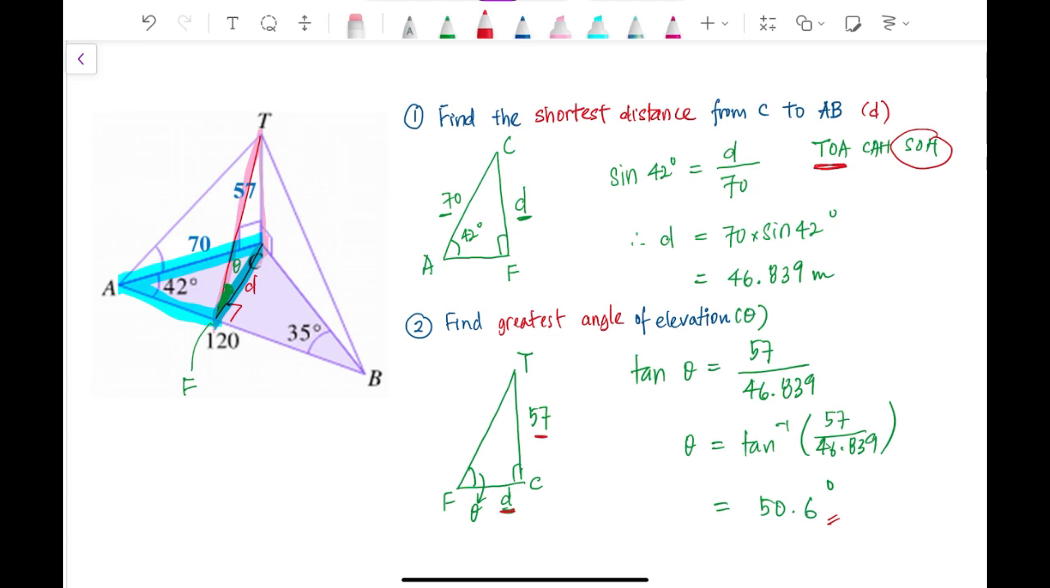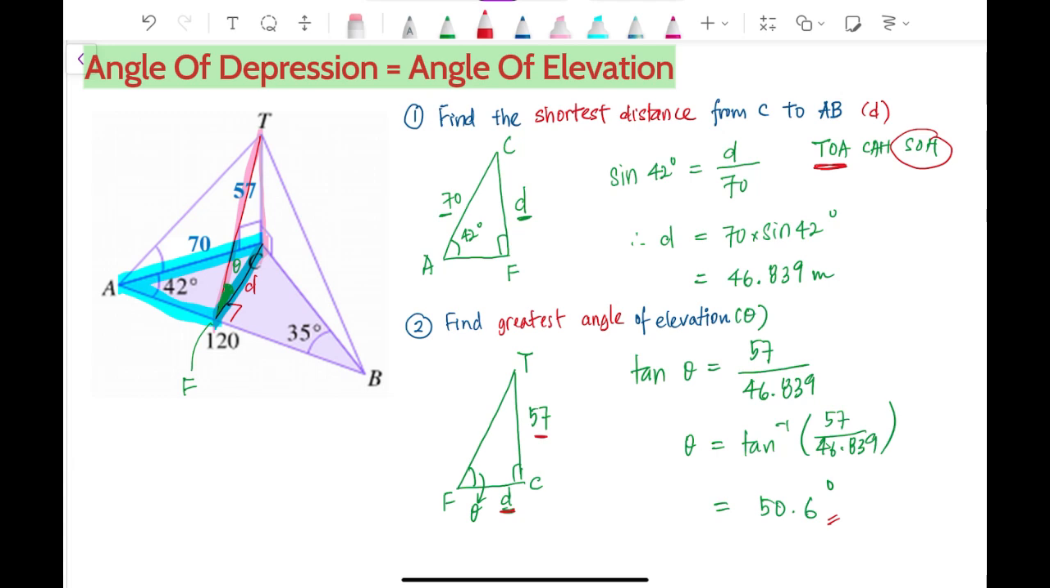Hope you find this video useful. In short, for questions like this, in order to find the greatest angle of elevation, all you need to do is identify the shortest distance from the point. Once you are able to identify these two, you can solve any kind of question like this very easily. Also do take note, if the question asks you to find the greatest angle of depression, it is exactly the same as how you find the greatest angle of elevation, because angle of elevation and angle of depression are exactly the same.